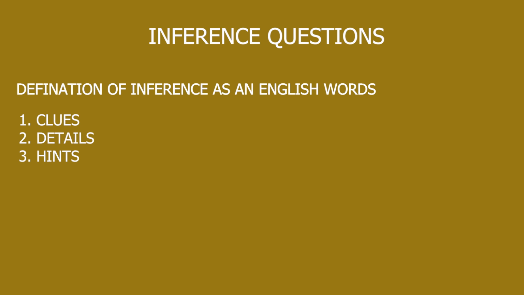You have no access to the direct fact. You make the conclusion, you draw the judgment based on what you have heard or you have seen. In other words, you need clues, you need details, you need hints to make a conclusion of what that particular thing is. When that happens, you have carried out an inference.